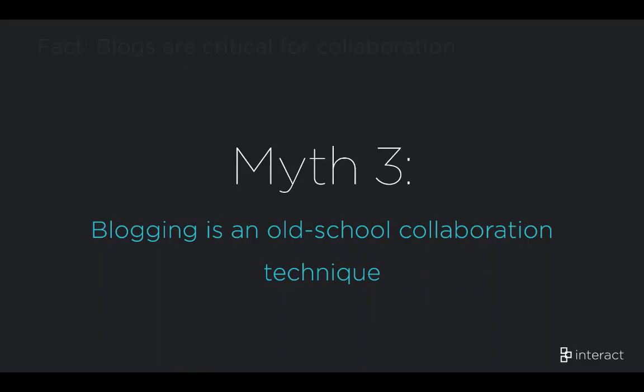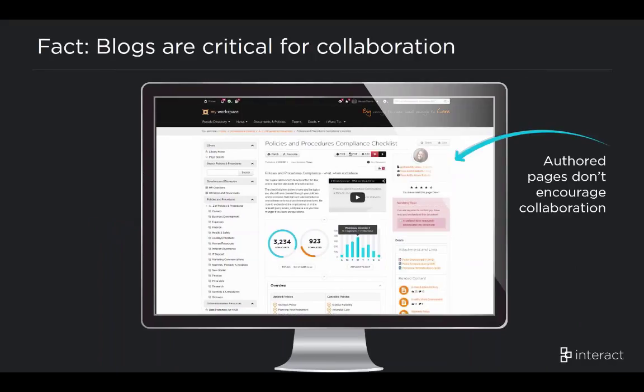So we were concerned about this. And what we found is that, in fact, blogs are critical for collaboration. So what you're looking at now is a screenshot of a typical page, what you might see, or a document within Interact. So this is a page that has been authored by a person. Typically, these are more formal in nature. These are your policies, your procedures, static documents that may not be updated that often.